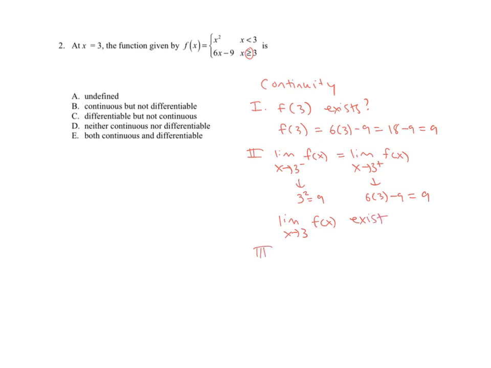And then the third requirement for continuity is that f of 3 equals the limit as x approaches 3 of f of x, and in this case we got 9 for both of those. So this was 9. So yes, we have all three requirements for continuity. So yes, it's continuous.